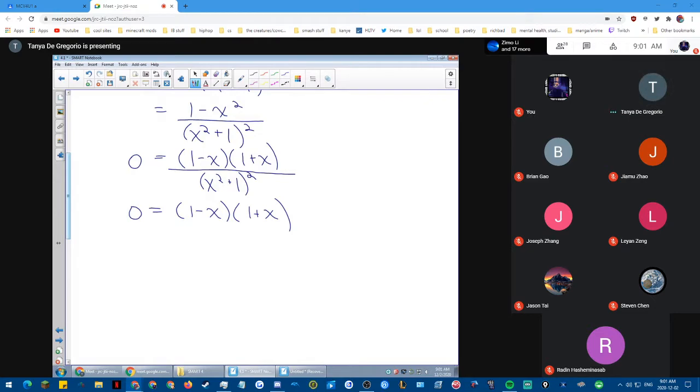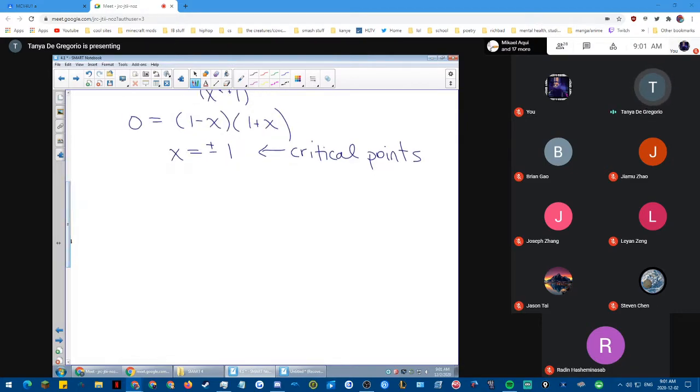And what are my values? What are my two values here? When x is equal to? Good, plus or minus 1. So 1 and negative 1. Perfect. I've got two critical points. Because this denominator is never 0, we don't have any breaks in this function, correct? There's no vertical asymptote there. Okay, good. All right, so now I'm going to do my interval chart.